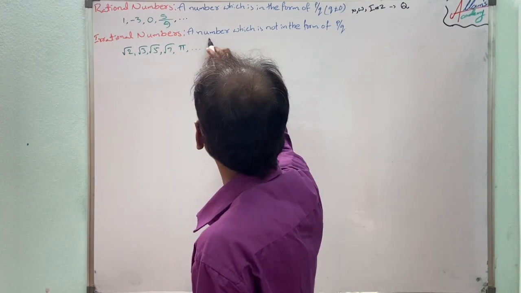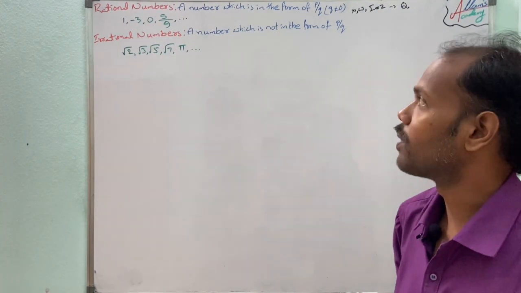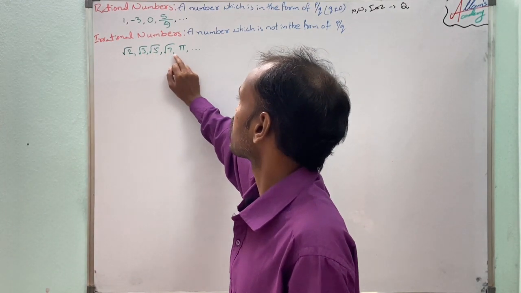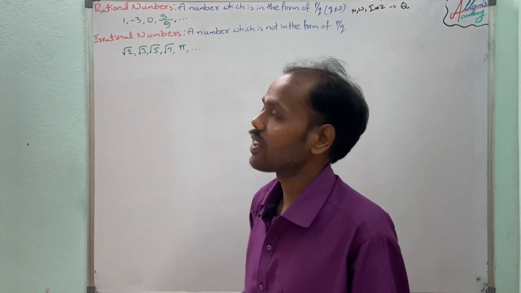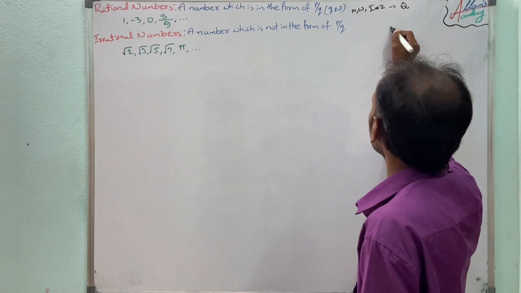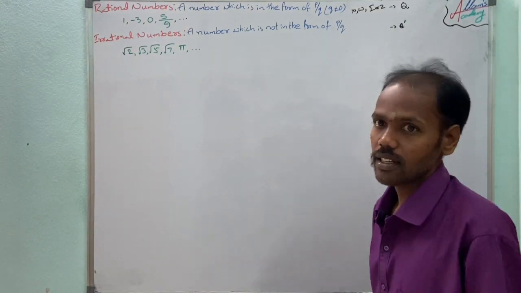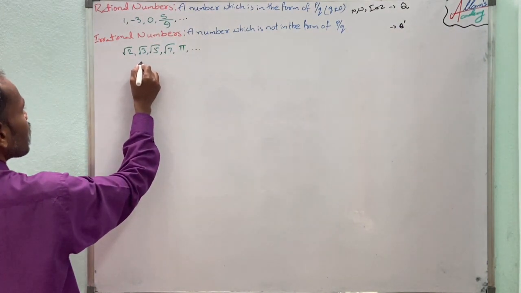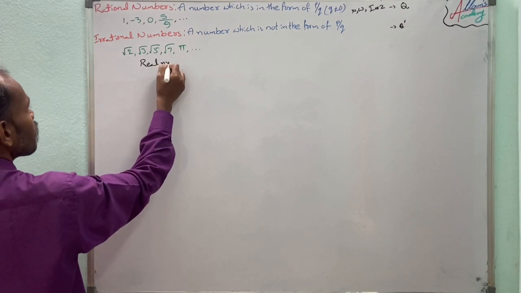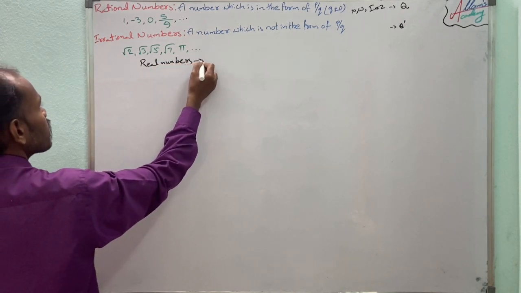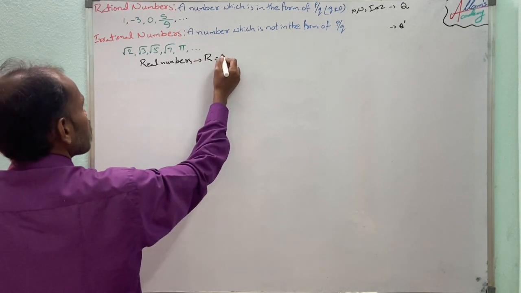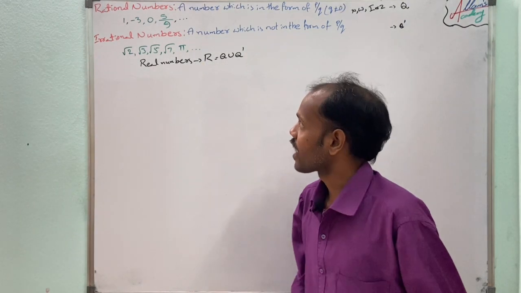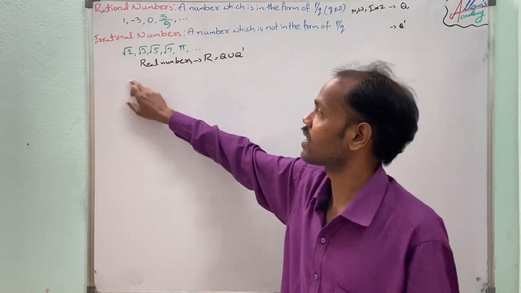Irrational numbers, a number which is not in the form of p by q. So they may be root 2, root 3, root 5, root 7, pi and so on. Now the irrational number will be indicated with Q dash. Now the combination of rational and irrational is called real numbers, indicated with R. So R equal to Q union Q dash. So irrational numbers and rational numbers combination only are the real numbers.